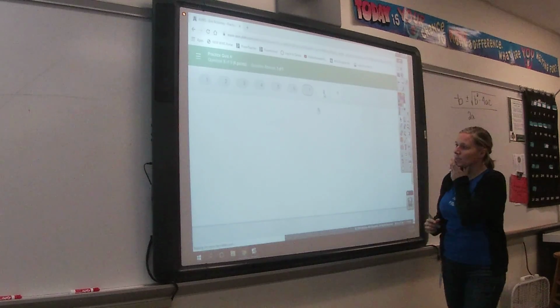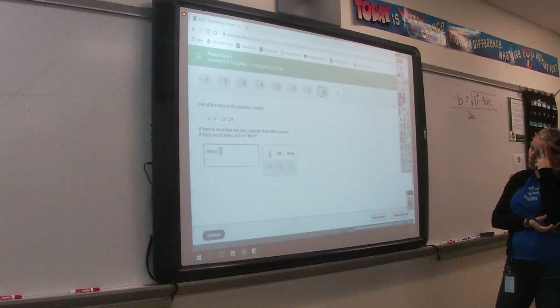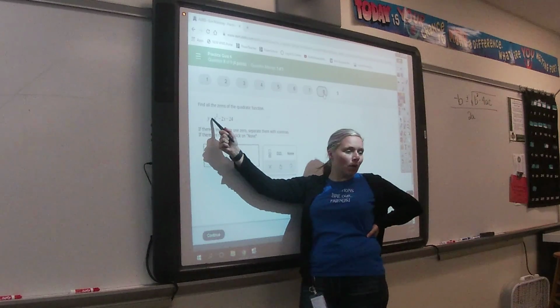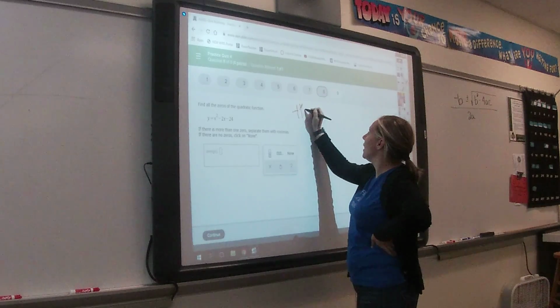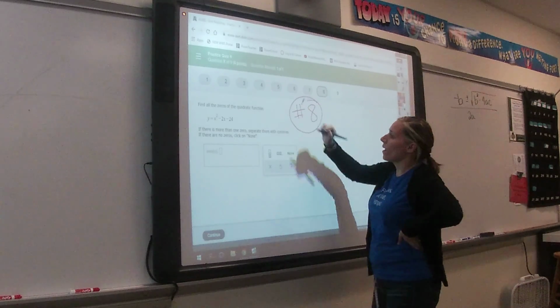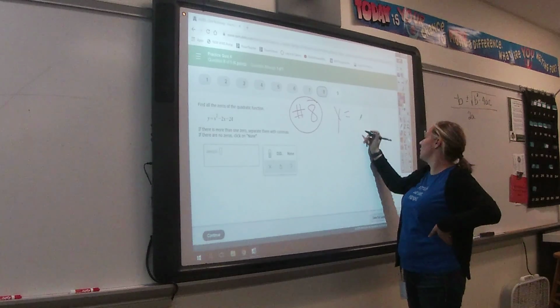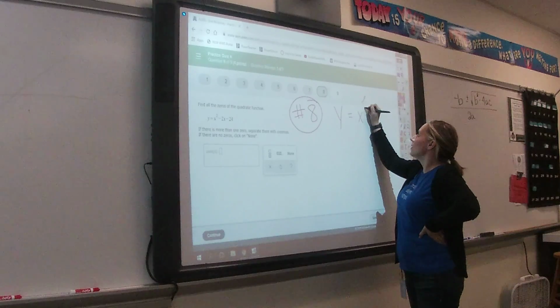Number 8. What does y equal? This is what I wanted to point out on this one. What can we swap out y with? Do you remember? 0.